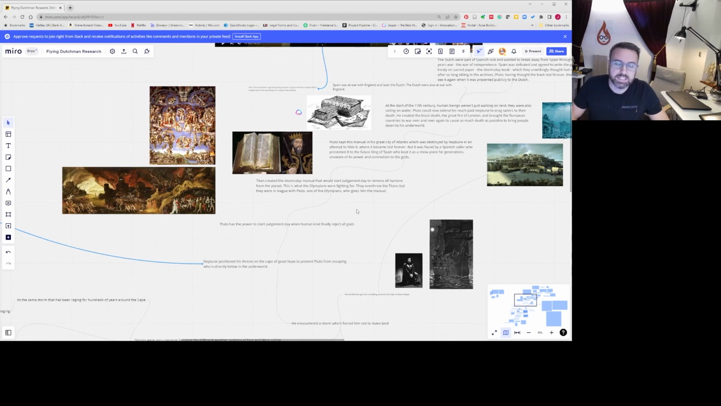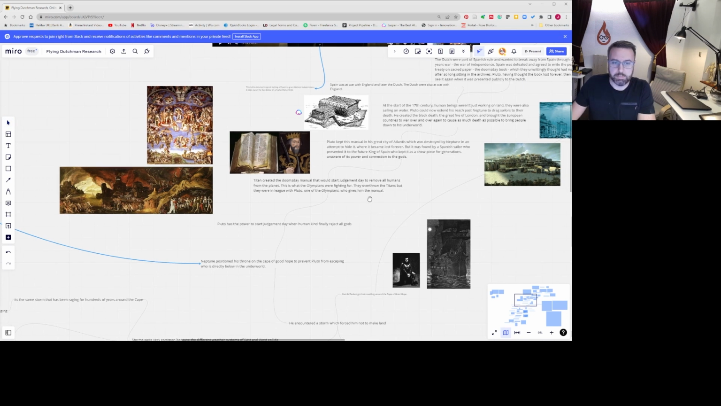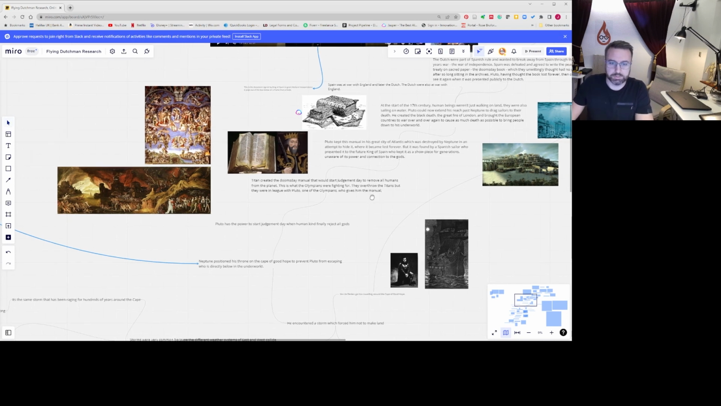Titan created the Doomsday Book. So back when the battle was raging, the Olympians were fighting the Titans. Titan had the Doomsday Book, which is a manual that would start the Judgment Day. He gave it to Pluto because Pluto was guarding the underworld. He was the one that wanted the death of everyone because he wants everyone to come to the underworld. So Pluto and Titan are working together to guard the Book of Judgment, the Book of Doom.